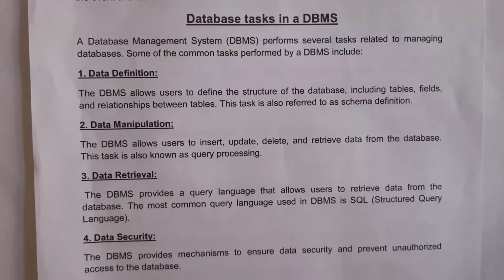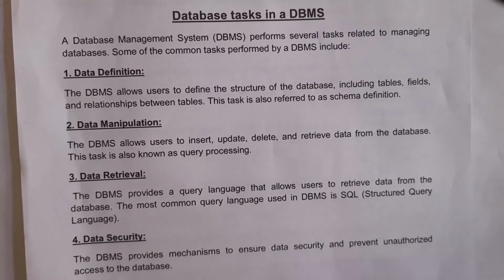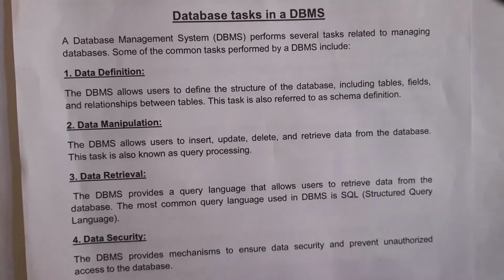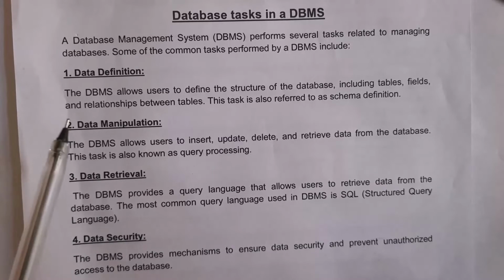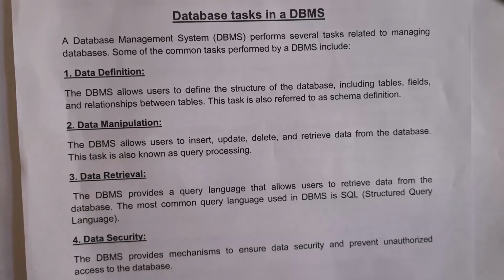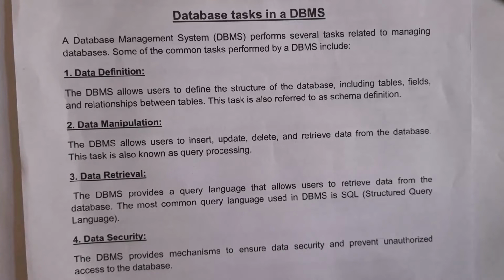Let's get started. A database management system performs several tasks related to managing databases. These are various tasks. First one is data definition. Data definition is nothing but defining the structure of the database, like how many tables we need to insert inside the database, how many fields we need to insert inside a table. Fields are nothing but columns. How many columns we need to insert inside a table, and the relationship between tables, like we need to relate one table with another table and so on. All this comes under data definition, and we also call this data definition as schema definition.